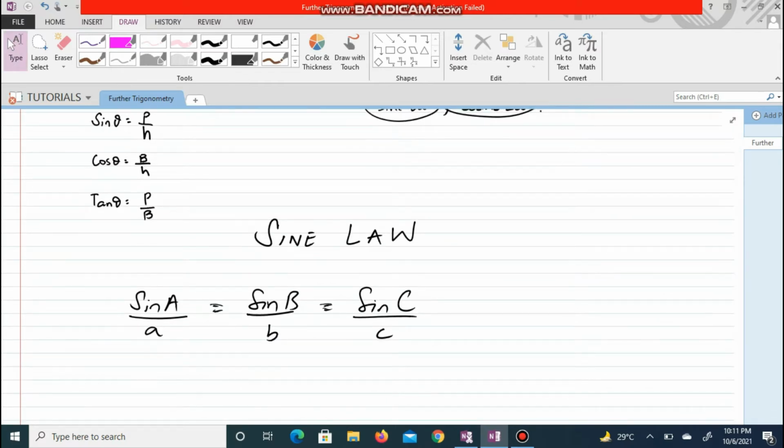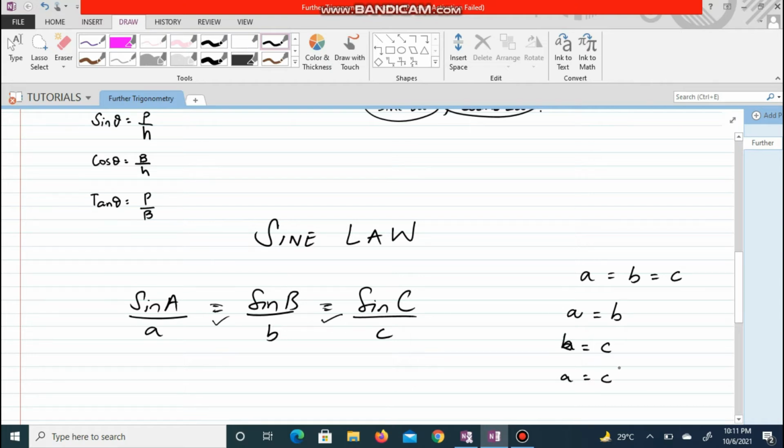For sine law, the formula goes like this: the angles come at the top with sine attached to them, and their respective sides are in the denominators. But again, this is a compound formula because you haven't seen a formula with 2 equals signs in between. This is like saying A is equal to B and B is equal to C, which further translates into 3 formulas: the first one, A is equal to B, the second one, B is equal to C, and the third one, A is equal to C. That's how many formulas you can make from this compound equation.